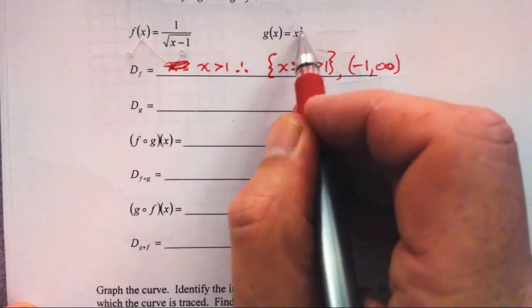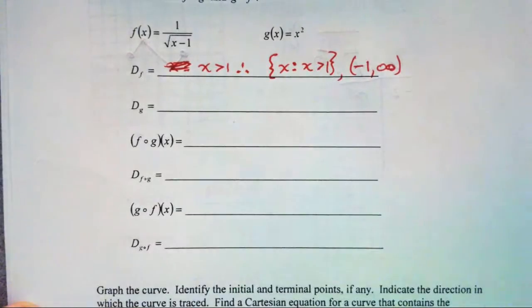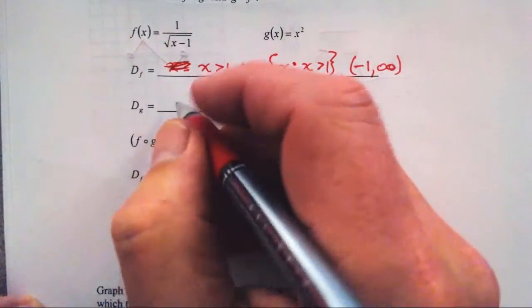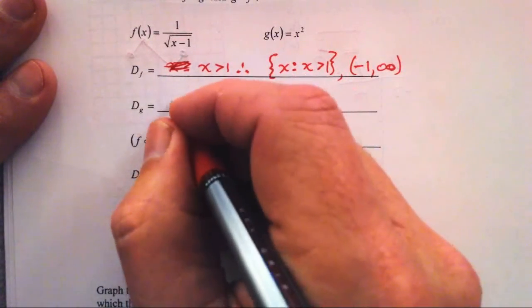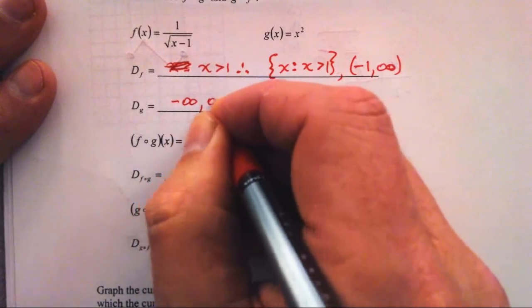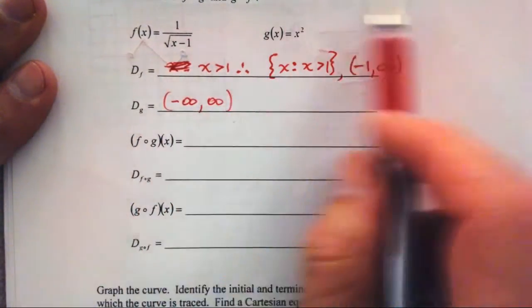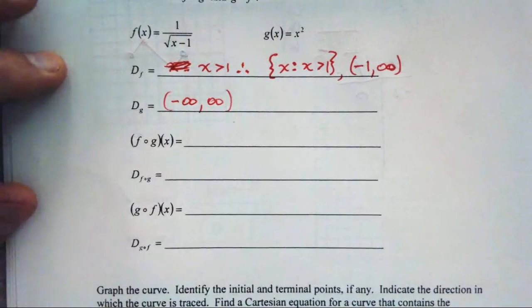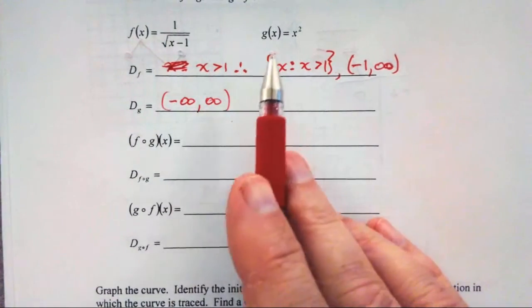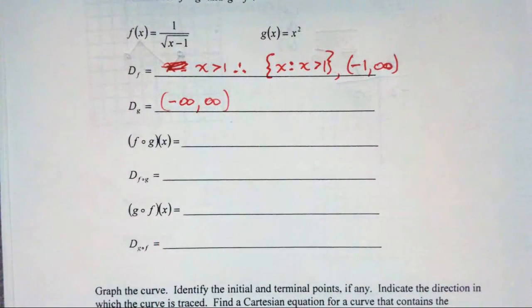I can square any number I want. Any number at all I want, I can square it. So this is either all real numbers or negative infinity to infinity. Since they don't ask me to give it in set builder notation here, I'm just going to say the domain of g is negative infinity to infinity.